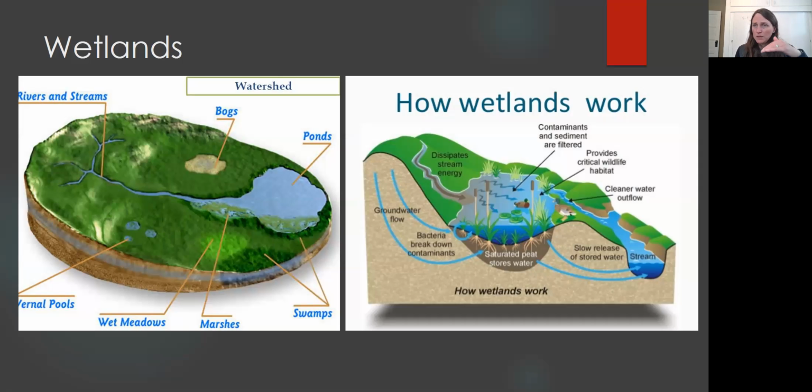They dissipate stream energy, they slow the water down, sediments fall down to the bottom, contaminants are filtered out, they provide critical habitat, and then the water that leaves wetlands tends to be cleaner and clearer. So they perform a very important role on the landscape. And beaver have been able to, where they're reintroduced, recreate wetlands and improve water quality.